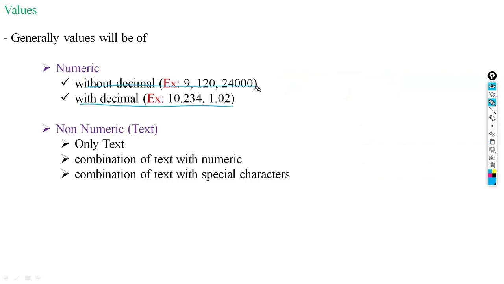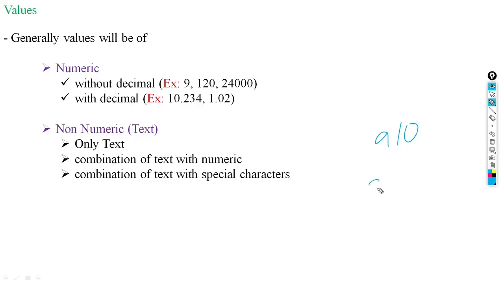Now next one is non-numeric. Other than numbers, everything is non-numeric. Any special character, text, if you are having any text data or any special character like hyphen, at the rate, full stop, all these things come under non-numeric. Anything other than numeric comes under non-numeric. That is pure text data, or a combination of text and numeric. That is A10. This is also non-numeric.